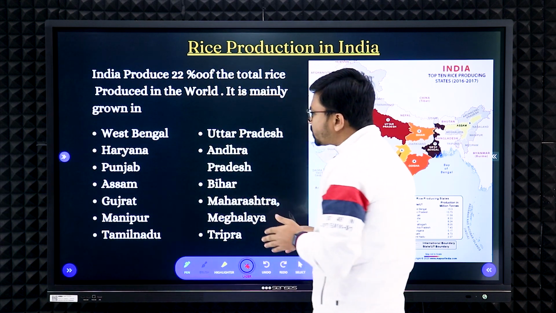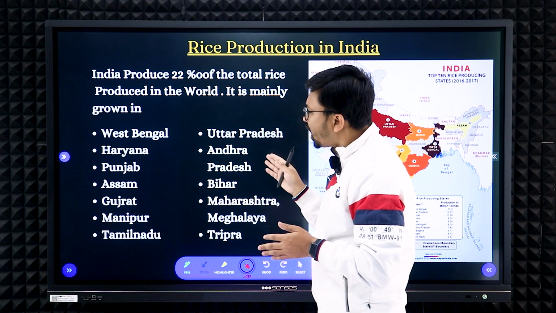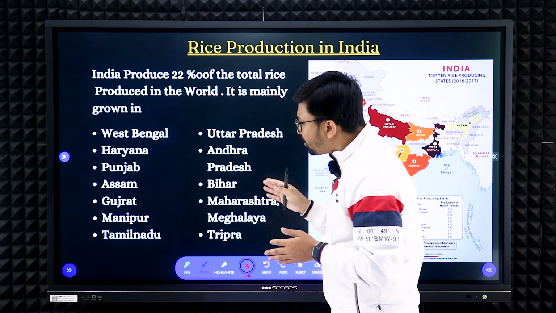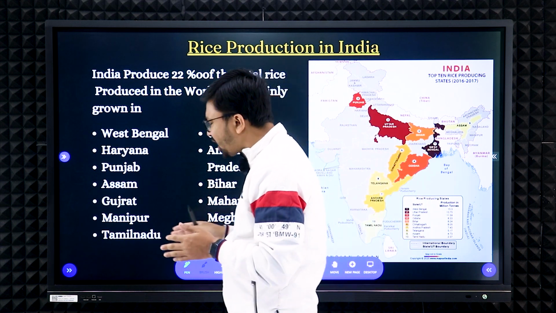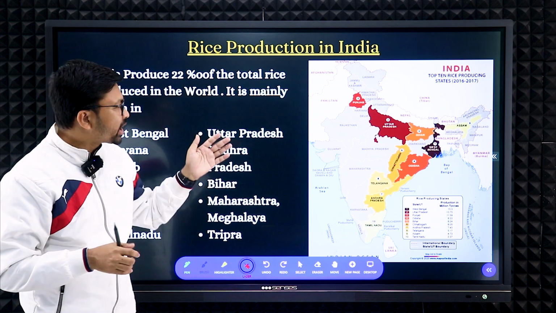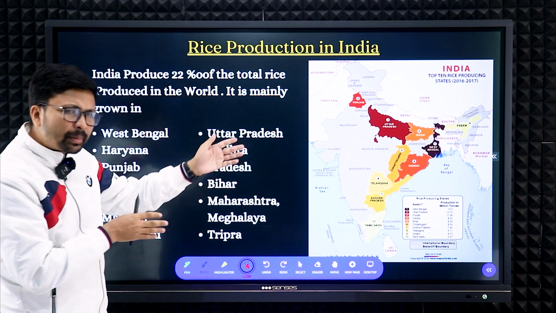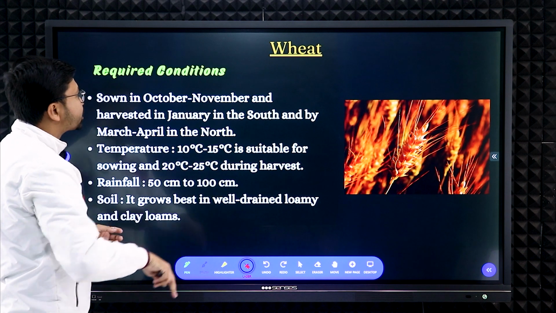Now rice producing states: you just need to remember the state names and the area. Here you can see West Bengal, Uttar Pradesh, Haryana, Andhra Pradesh, Punjab, Assam, Bihar, Gujarat, Manipur, Meghalaya, Tripura. In all those states we can get rice cultivation. Just remember the map.